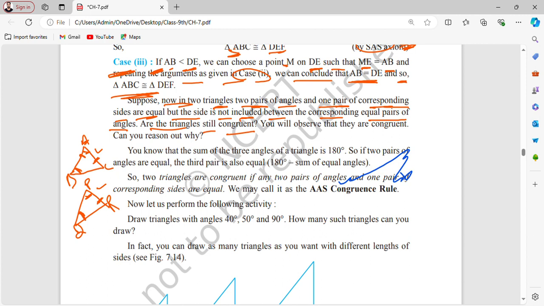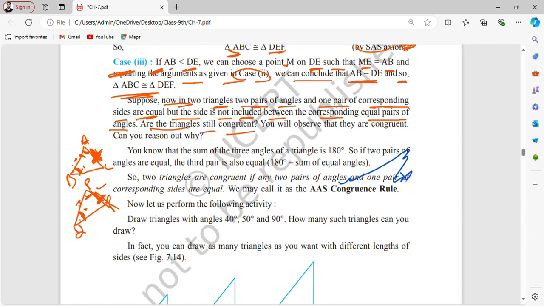Because of that, side AC and side PR are not included in these two triangles, because side AB and side PQ are included between the angles in these two triangles. This side is not included with this angle, and this side is also not included with this angle. So could it be possible these two triangles are congruent?